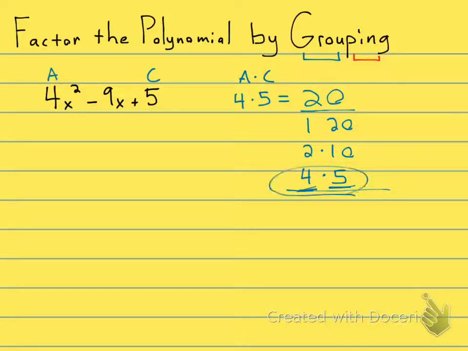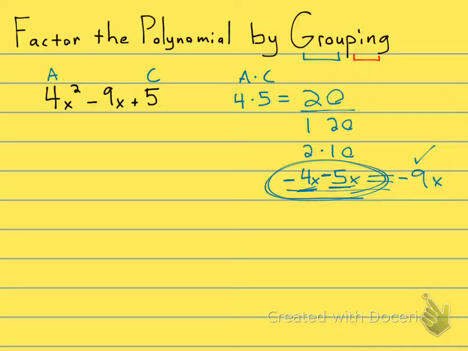Now, I'm looking for these pairs, and I want one of these 3 pairs to give me 9. All right, I'm adding to get 9, and here it is. It's 4 and 5. Now, the plus tells me that they are the same signs, and the minus tells me that they're both negative. So, this is going to need to be negative 4x minus 5x. Okay, negative 4x minus 5x equals negative 9x, which is what we want.